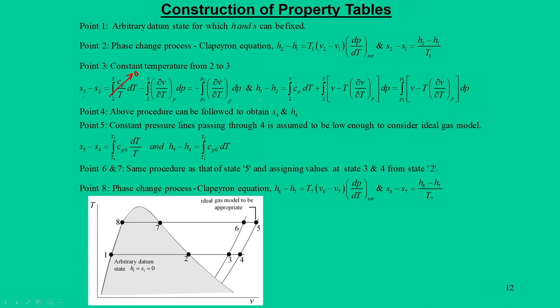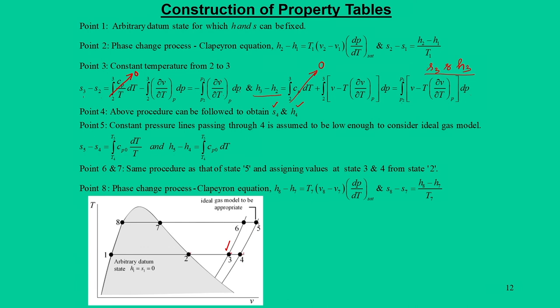And for the enthalpy expression, similarly, since there is no change in temperature, the first term goes to 0. So, the enthalpy change H3 minus H2 is equal to integral from P2 to P3 of V minus T into dou V by dou T at constant P, into dP. So, basically we know point 2, and from these equations we can find S3 and H3. Now, when we know S3 and H3, we locate this point, then we start moving to point 4. The process from 3 to 4 is the same as from 2 to 3, the only difference being that point 2 was in the saturated vapor region, but here it is in the superheated vapor region. So, the same procedure can be followed, and we can locate point 4 with the coordinates S4 and H4.